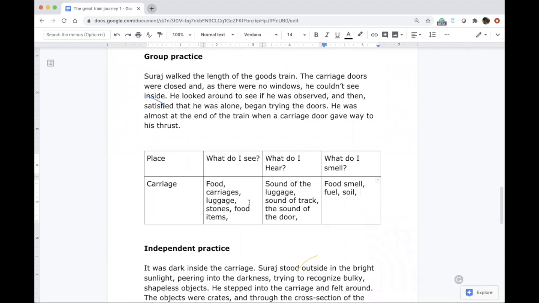Now, can we convert these words or examples into sentences? Then we can have a description of the setting. First, I will do. I see food inside the carriage. I see carriages and luggage inside the carriage. I see stones inside the carriage. I see food items inside the carriage. Can Yogita tell me the second one? What do you hear? Convert these into sentences and then tell me.